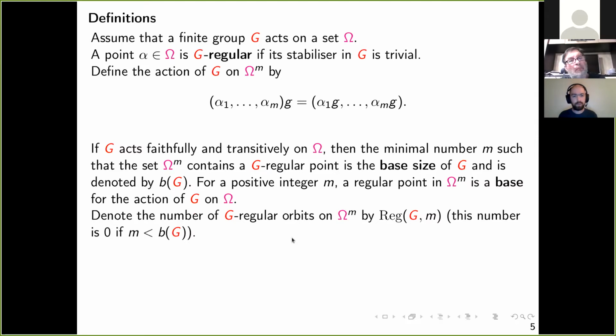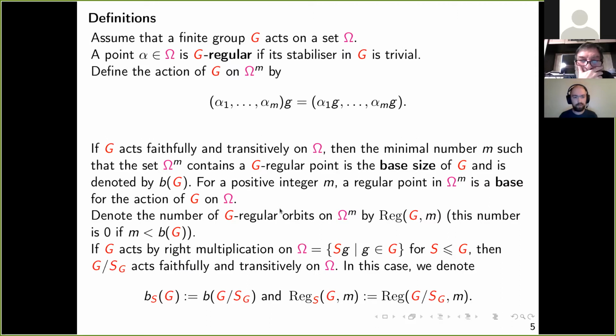We denote the number of G regular orbits, distinct orbits on omega to M, by reg G of M. If there are no regular orbits, it means that M is less than the base size, and then of course this number is zero.